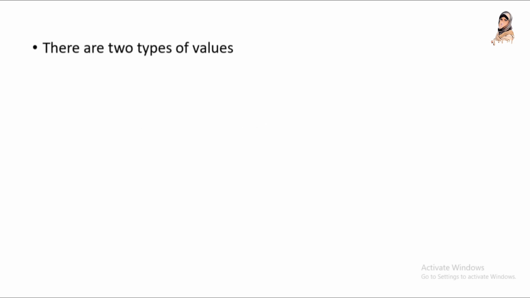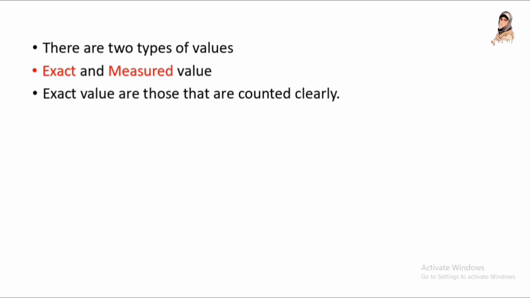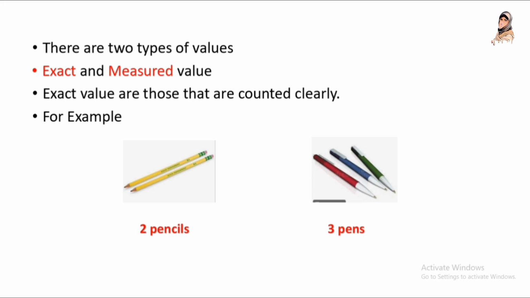Well, there are two types of values, exact and measured values. Exact values are those that are counted clearly. For example, we have 2 pencils or we have 3 pens. We can indicate the exact number of these items.